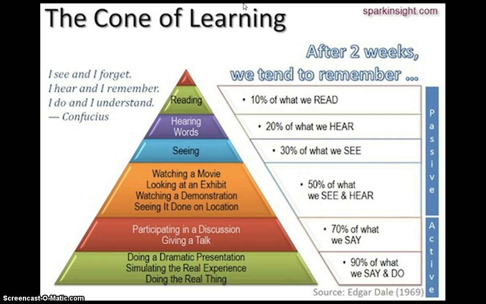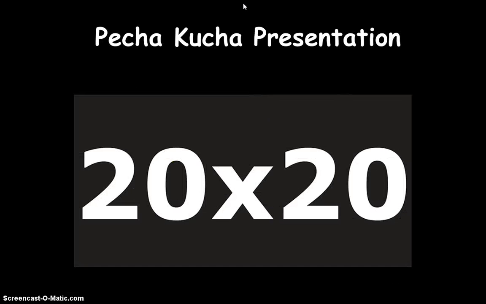So here's a cone of learning. We talk about we want our students to be active learners. So a flipped classroom allows the transformation from passive listeners to active learners, and there are tremendous amounts of benefits to it. This presentation that I've done for you is something that's called a Pecha Kucha, which basically it's 20 by 20. 20 slides, 20 seconds per slide, for a total of 6 minutes, 40 seconds.